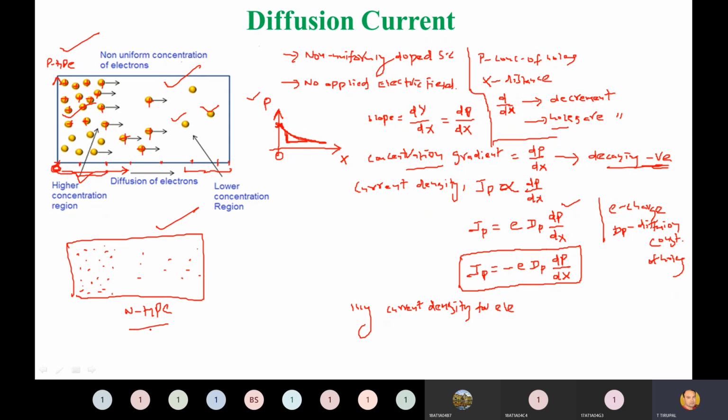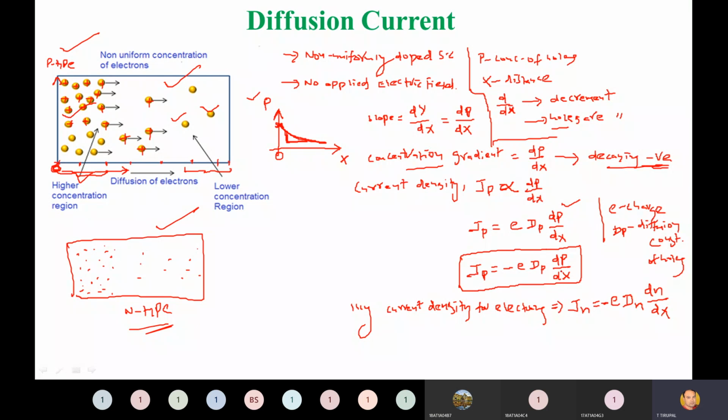Now tell me, what is the formula for n-type semiconductor? Current density for electrons, J suffix n, is equal to... E, instead of dp, dn by dx. dn divided by dx. Actually, what about this minus? Minus will be there here.